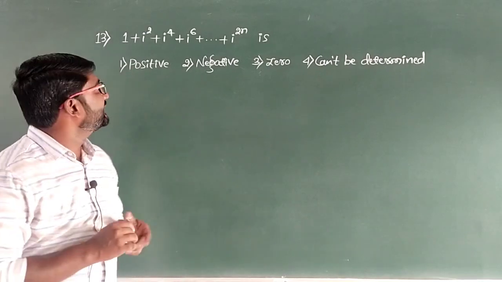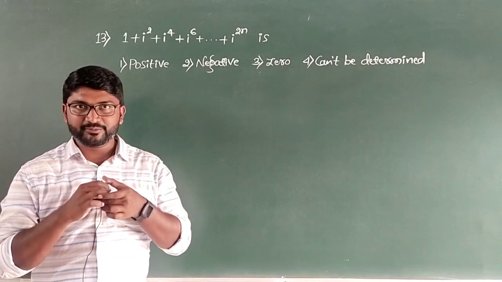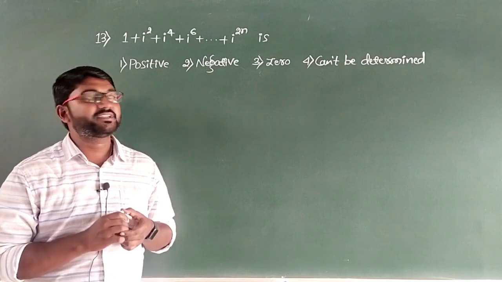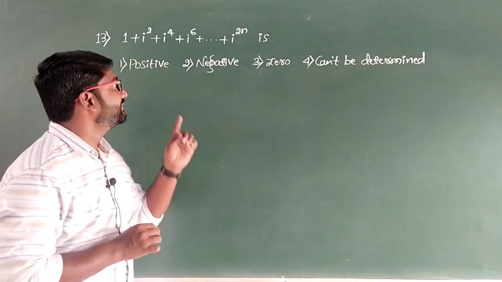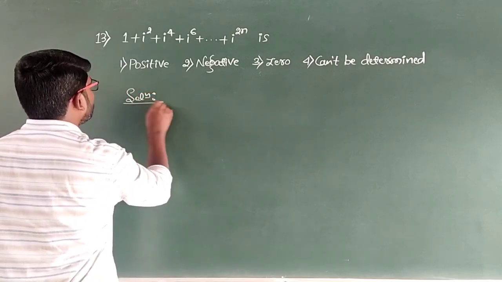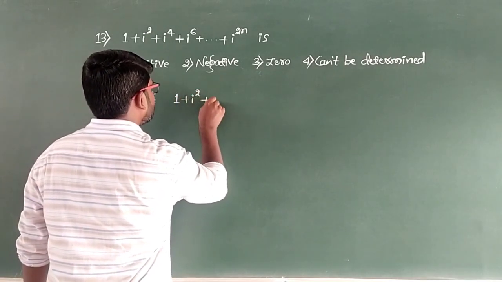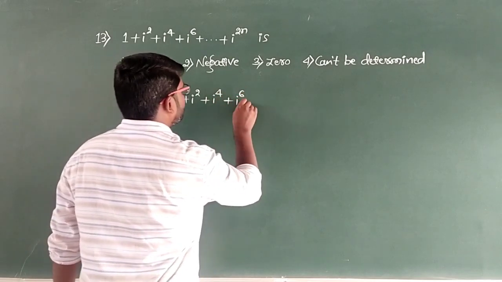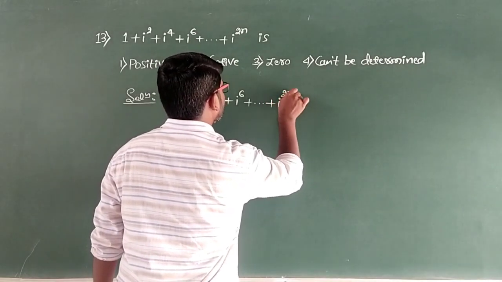Well, question number 13, it is the value of 1 plus i square plus i to the power 4 plus i to the power 6 plus so on plus i to the power 2n is, and the four options are positive, negative, 0, cannot be determined. So let us take up the given question here. 1 plus i square plus i to the power 4 plus i to the power 6 plus so on plus i to the power 2n.